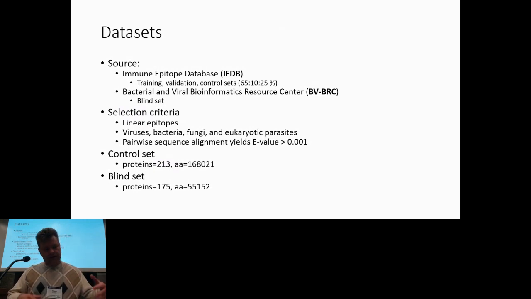Once we split the IEDB data set, which was over 900 proteins, we split it into training and validation subsets and put aside a control set that was never seen by the neural network. So we ended up with a control set of 13 proteins and a blind set of 175 proteins, and the number of amino acids in them reflected.